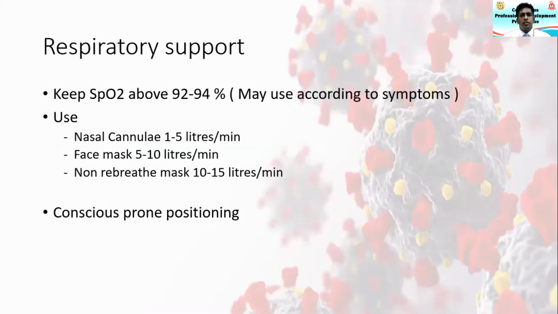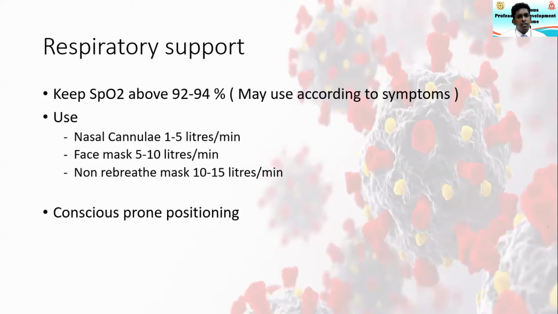And the second important thing, respiratory support. You have to keep the oxygen saturation around 90 to 94, and this is actually a rough target. You can use oxygen according to symptoms. For example, if a patient's saturation is 94 but the patient is still symptomatic, you might have to use oxygen. But if a patient's saturation is 90, 91, but the patient is not dyspneic and his respiratory rate is normal, you might not have to use any respiratory support such as oxygen.